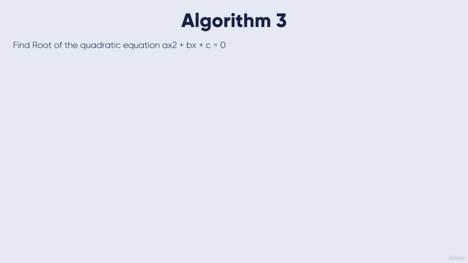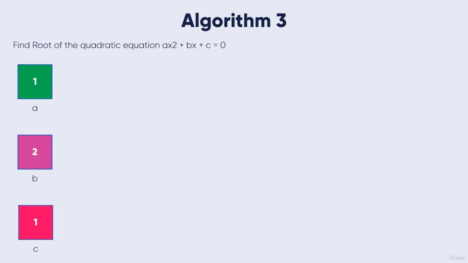Let's take algorithm 3. Find the root of the quadratic equation ax squared plus bx plus c equal to 0. In order to solve an example like this, we should declare three variables, A, B, and C. We store A as 1, for example, the user entered 1. B, the user entered 2, stored inside it. And C, the user entered 1 and stored inside C.